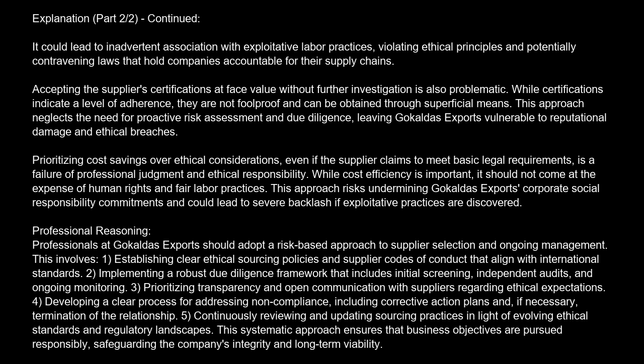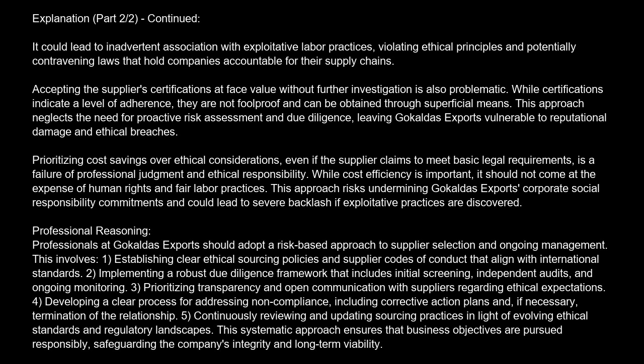Accepting the supplier's certifications at face value without further investigation is also problematic. While certifications indicate a level of adherence, they are not foolproof and can be obtained through superficial means. This approach neglects the need for proactive risk assessment and due diligence, leaving Gokaldas Exports vulnerable to reputational damage and ethical breaches.